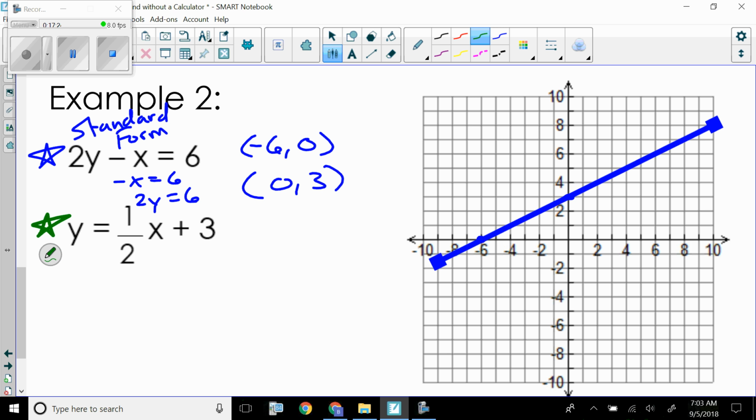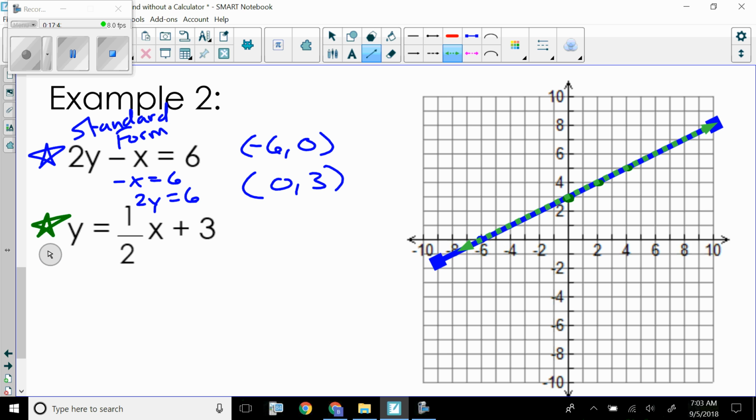All right, I know that I'm supposed to start at 3. Okay, put my point down 1. I'm sorry, up 1, over 2. Up 1, over 2, and so on. Draw my line perfectly straight.